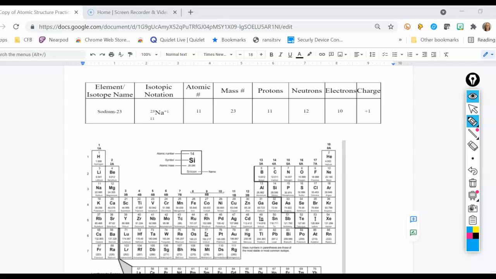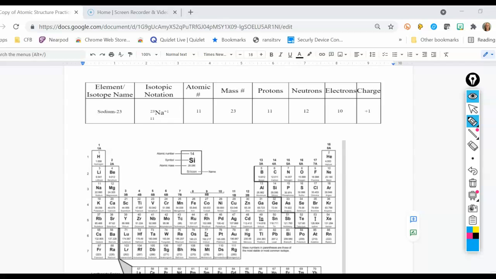Okay, hi everybody. Let's go ahead and do some tutorials on how to do the atomic structure practice. This is going to help you out not only on this assignment, but on the isotopes and atomic structure handout that you have as well. So the first thing that we're looking at is the information given in this box here.